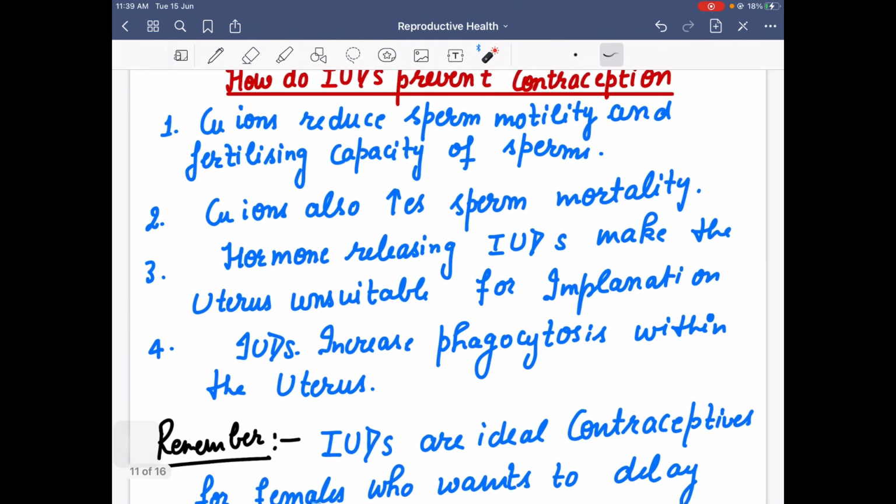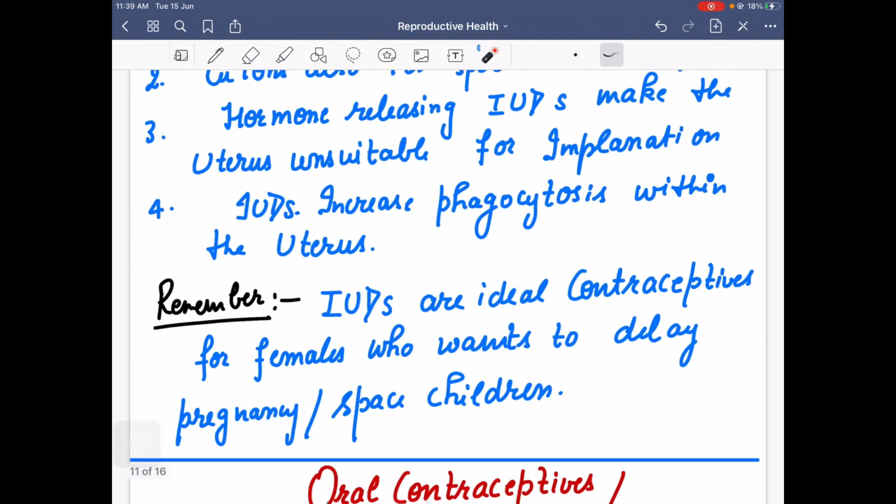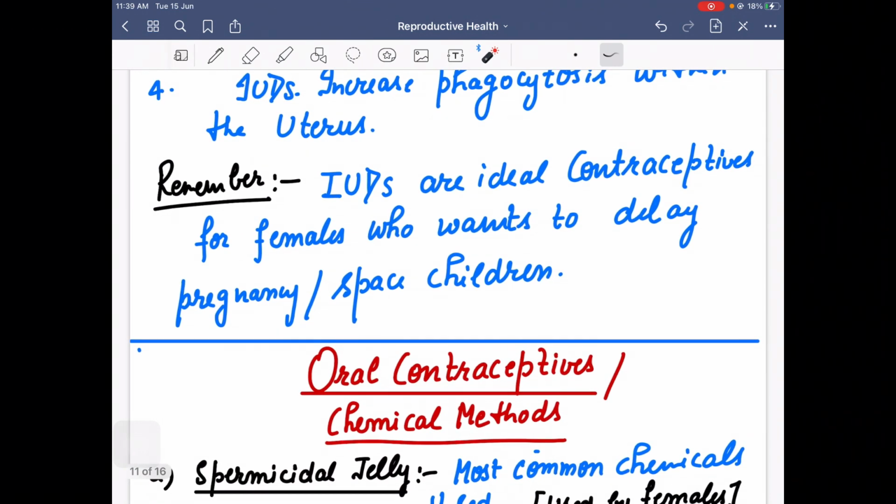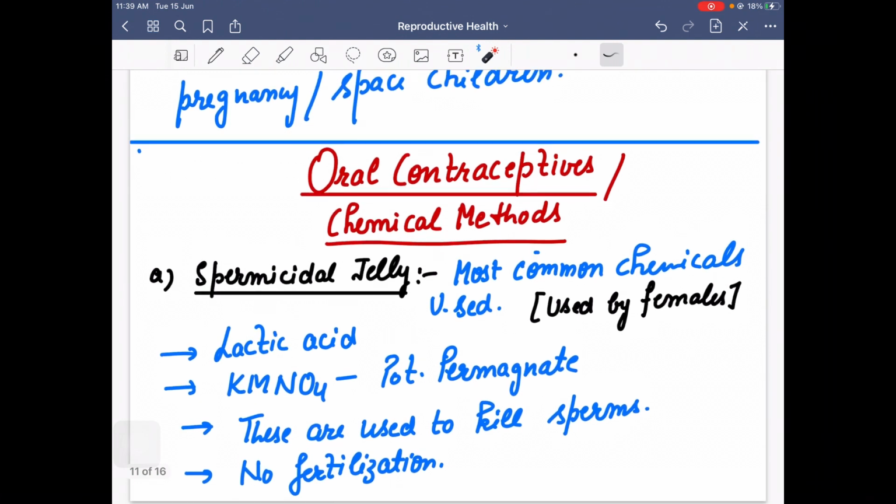And why are they ideal contraceptives for females? These days they are very commonly used methods by females, because those who want to delay pregnancy, or those who want to keep a gap between one kid and another kid, use these contraceptives as a couple.